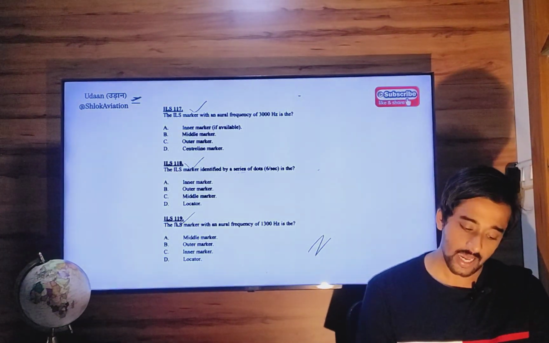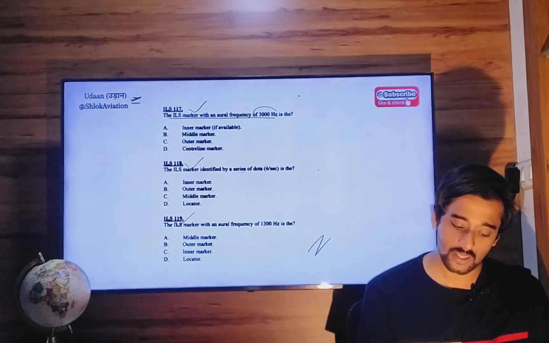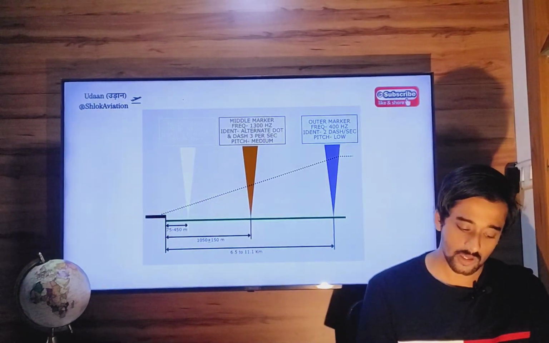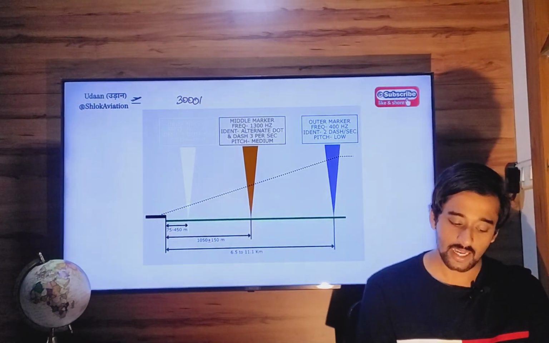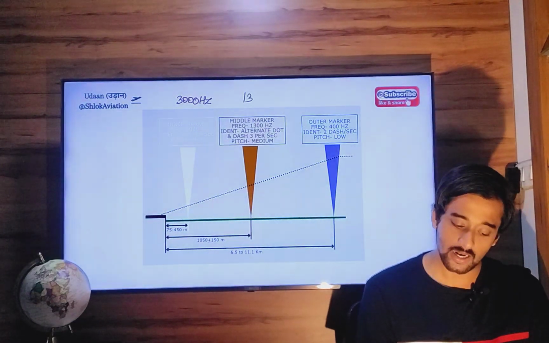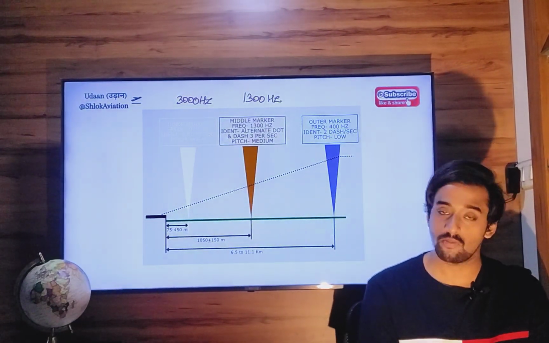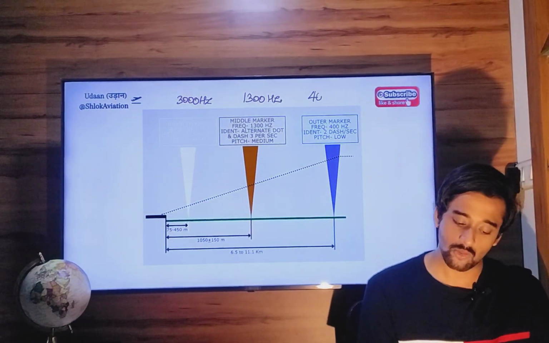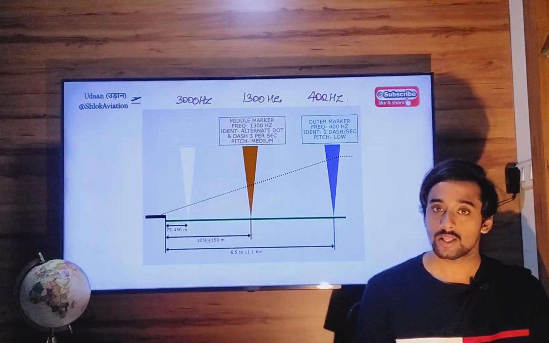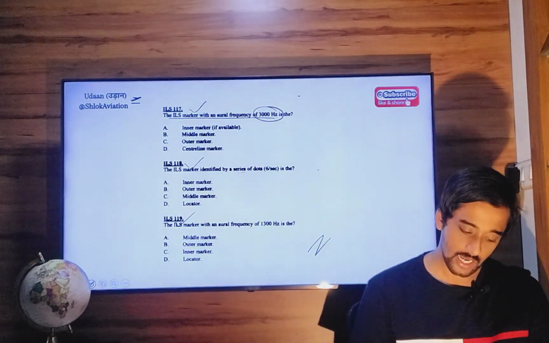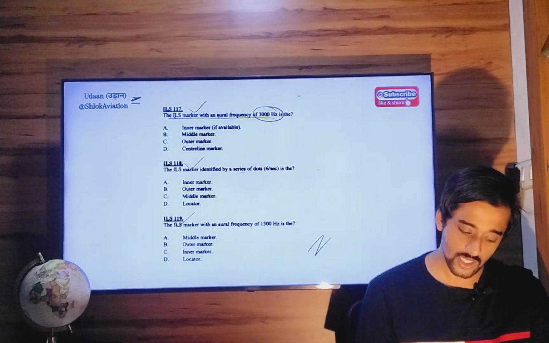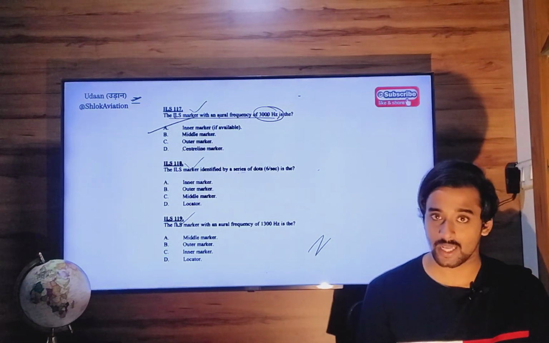Next. The ILS marker with an aural frequency of 3000 Hz. So 3000 Hz belongs to the inner marker. 1300 Hz modulation frequency belongs to the middle marker. 400 Hz modulation frequency belongs to the outer marker. So the correct answer is 3000 Hz belongs to the inner marker, option A.